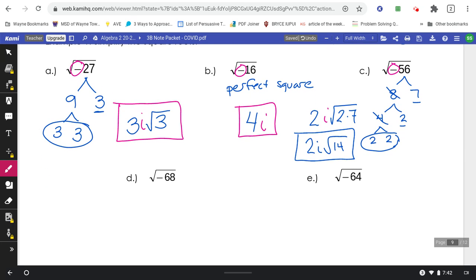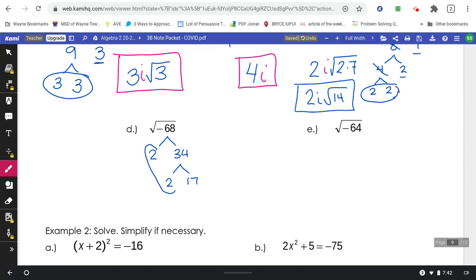All right, part D. Break down 68. If you don't know numbers that go into some of these larger ones, you just grab your calculator and start dividing. So maybe divide by 2, then divide by 3, divide by 4. See if you can find a number that it goes into. I found 2 and 34. 34 then breaks up into 2 and 17.